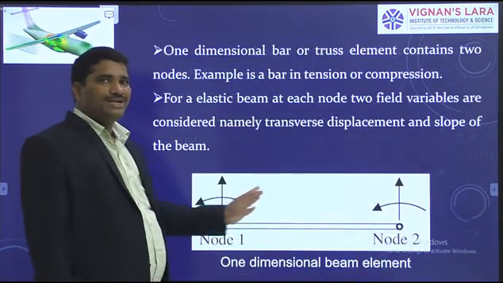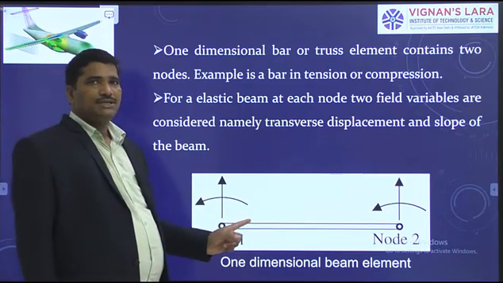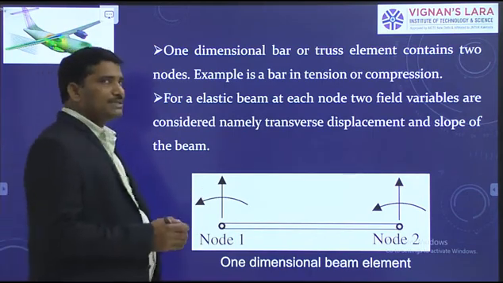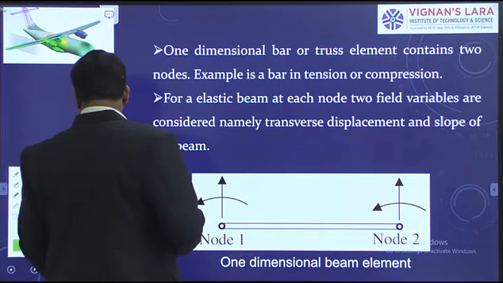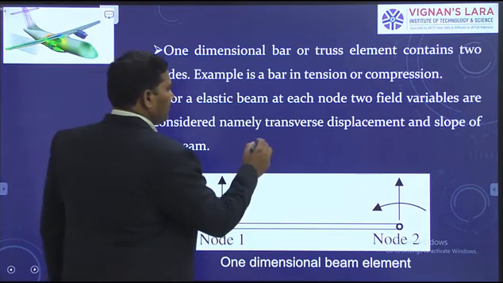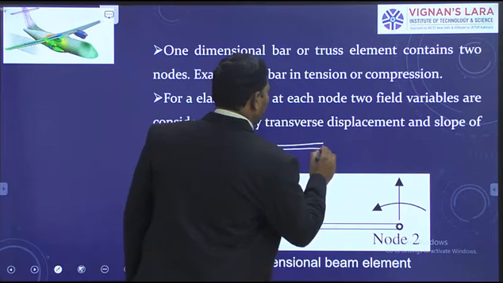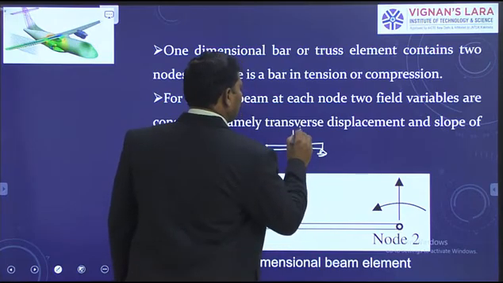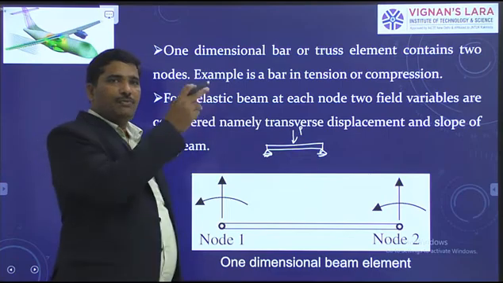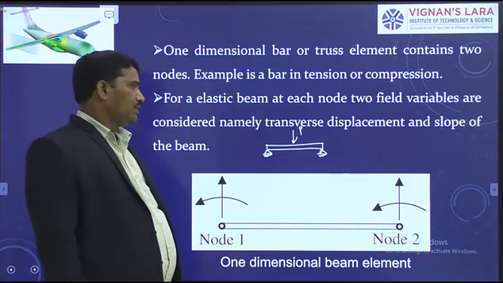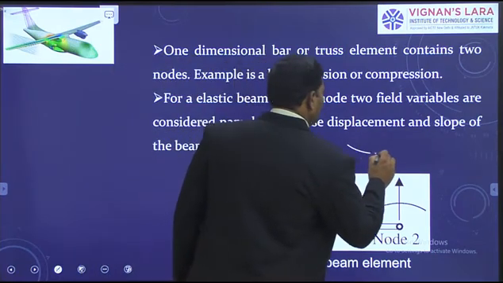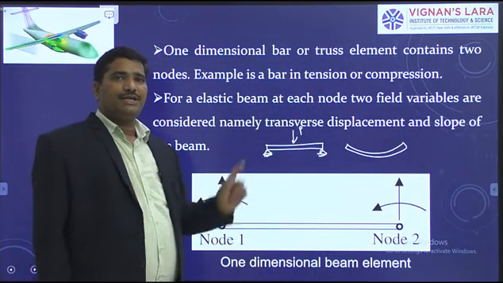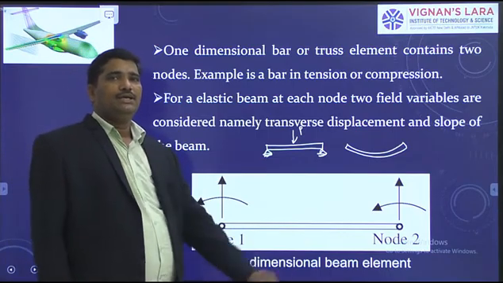So this is also a one-dimensional element, but this type of element we can choose for one-dimensional beam problems. Let us see. If you take a beam like this, say a simply supported beam with central load, this beam bends in the form of an arc of a circle. Right? So what do we determine here? We determine the beam deflection and the slope.